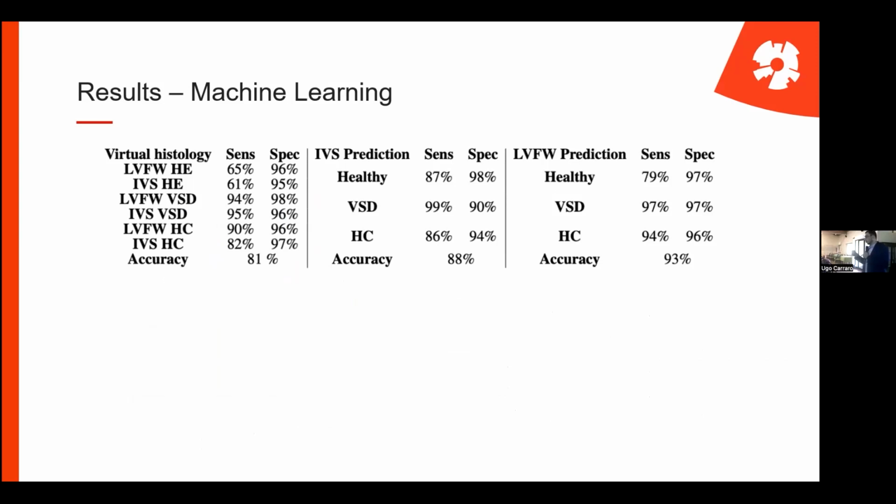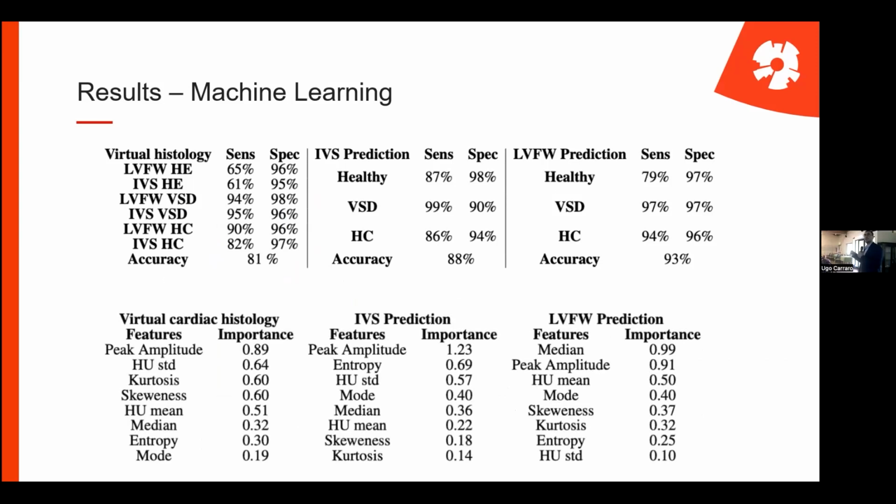But I think that the most interesting part is the feature importance, showing that in the three cases there are some changes. So let's start with the whole data set. We have peak amplitude first, and then we have some Hounsfield units, standard deviation, kurtosis, and skewness. So the shape of the profile is the most important thing to look at if you want to predict the status of the sample from your heart, from your structure.